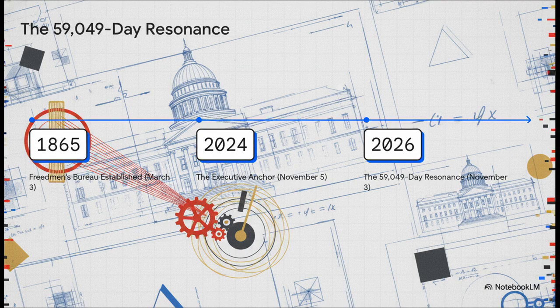3 to the 10th power is exactly 59,049 days. If you count back exactly 59,049 days from November 3rd, 2026, you land precisely on March 3rd, 1865. That is the exact day Congress passed the Freedmen's Bureau Act. Now, why does this matter?